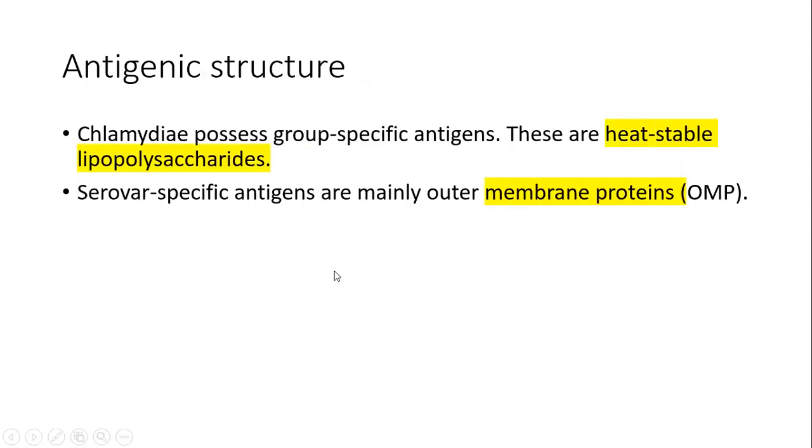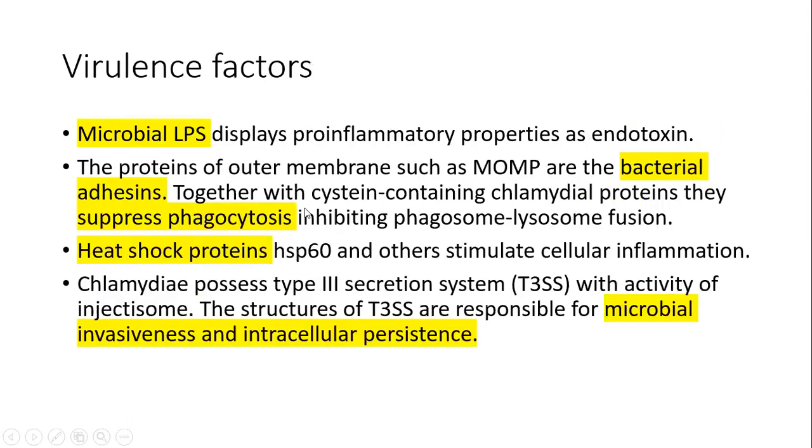Okay. Antigenic structure. Chlamydia possess group-specific antigens. These are hard, stable lipopolysaccharides. Serovar-specific antigens are mainly outer membrane proteins, OMP.